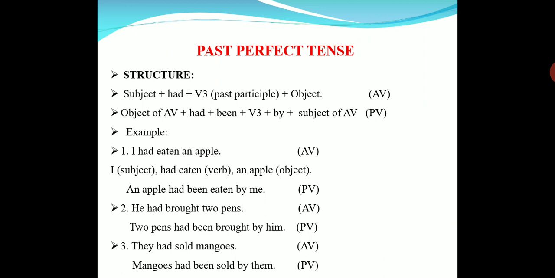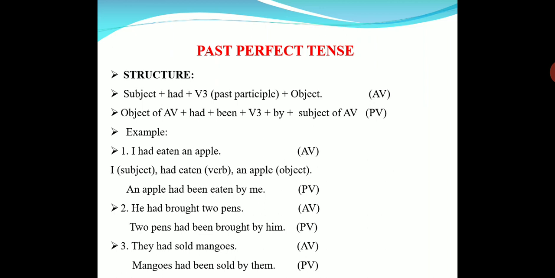And what is the be form in perfect tense? In any perfect tense, the be form is been, had been. Next V3 is eat, ate, eaten. Eaten. We have to add by. And I becomes me. An apple had been eaten by me is the full sentence in passive voice.